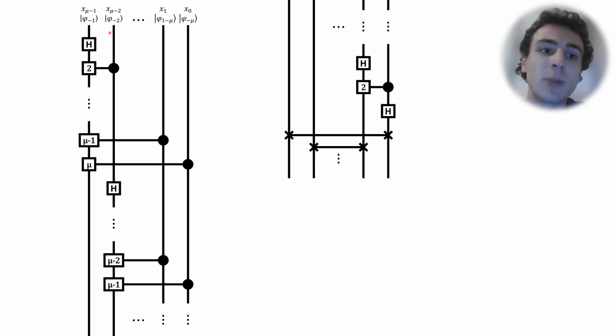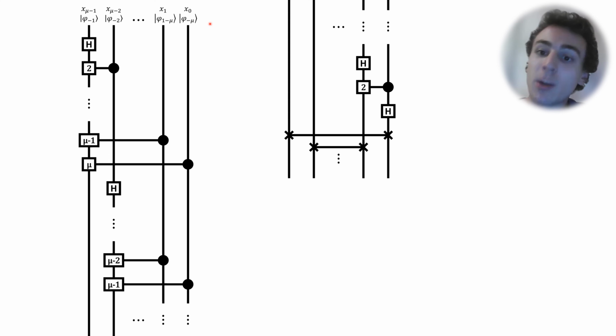Underneath these labels, we can see the initial qubit states. And those initial qubit states are labeled by bits. And here we have phi sub minus 1, phi sub minus 2, all the way to phi sub 1 minus mu, and then phi sub minus mu. So that is a mu bit string that is used to label the mu qubit computational basis state that we are initializing this mu qubit register in at the beginning of the procedure. So that's before we apply the quantum Fourier transform.